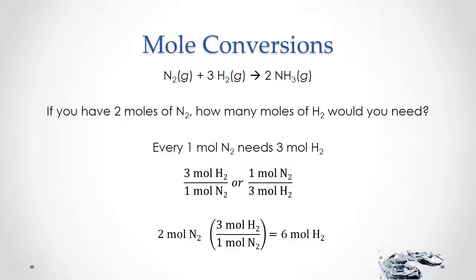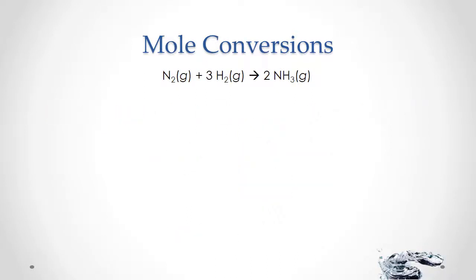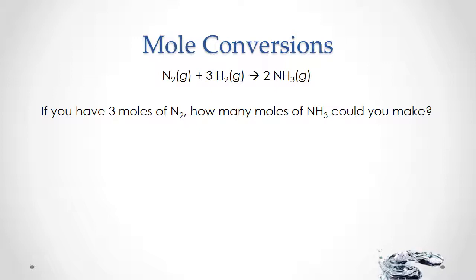Not only can we use mole conversions to find the moles of the other reactant that we would need, but we can also use it to find the moles of the product that we would make. So let's try another example using the same Haber equation. Here, if I take 3 moles of N2, how many moles of NH3 can I make?